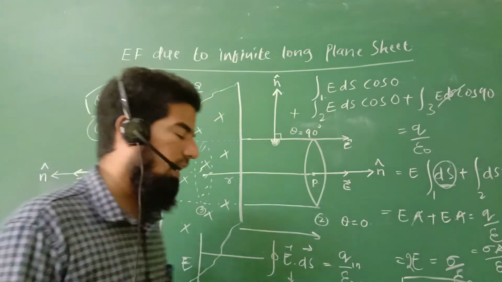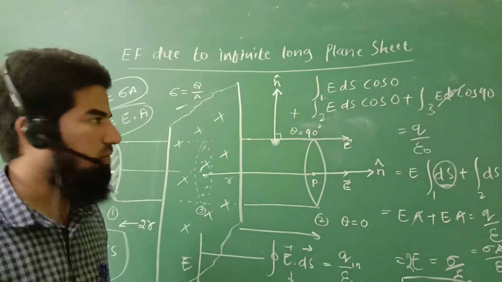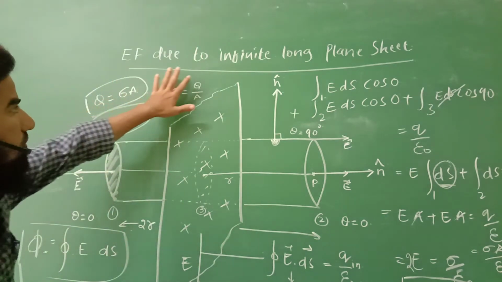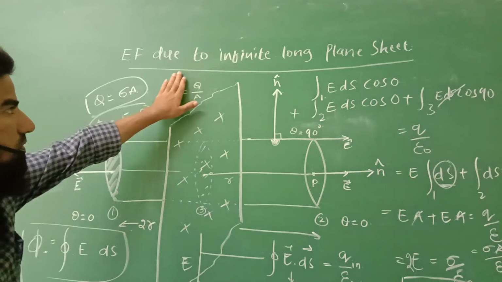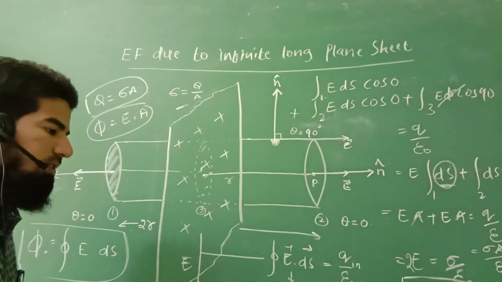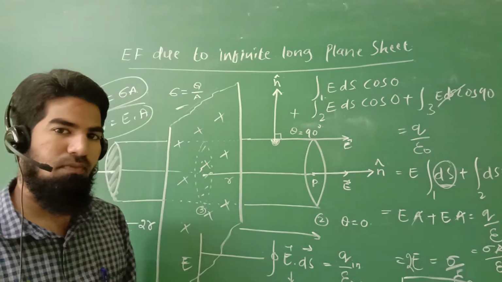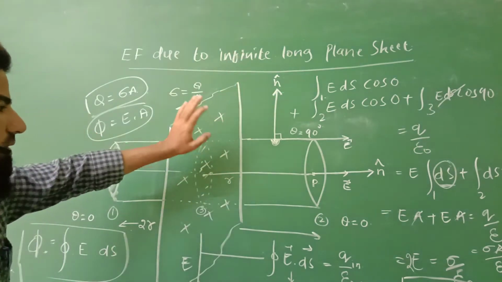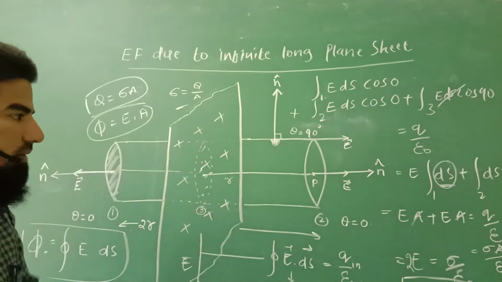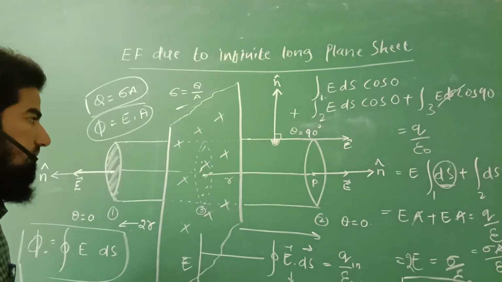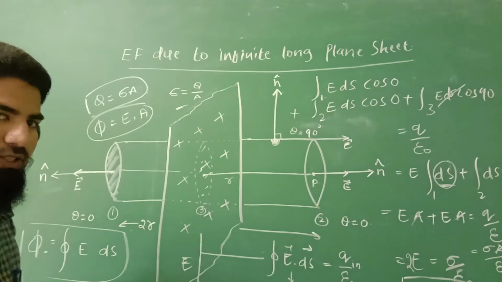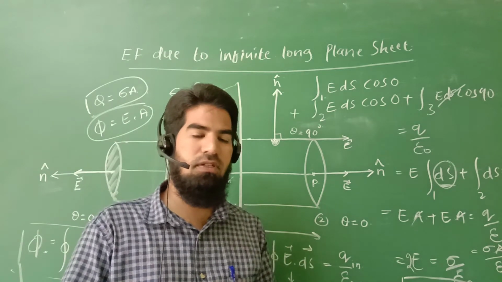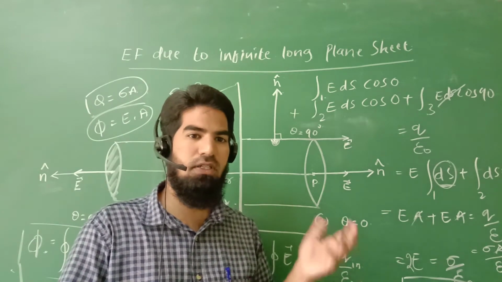So this electric field we have to calculate here. How can we calculate it? Suppose you take the electric field due to an infinite long plane sheet. Here an infinite long plane sheet means it is a big sheet, and we have to find the electric field. So now consider a cylinder. Why are we considering this cylinder? Because it will become easy for us when calculating.